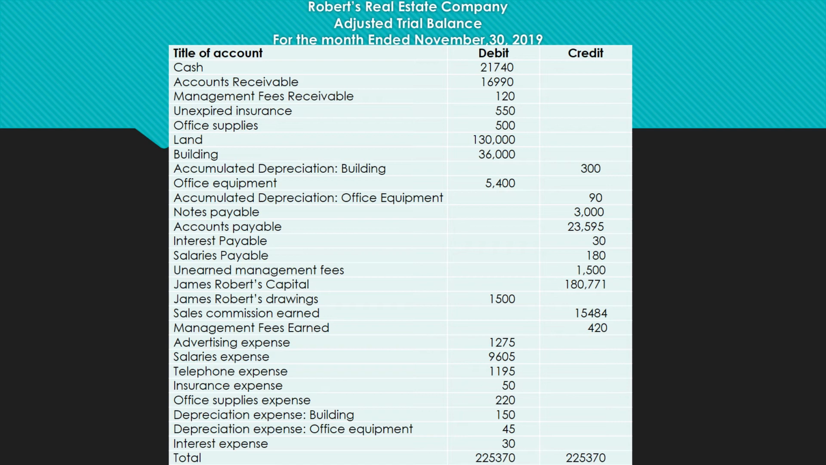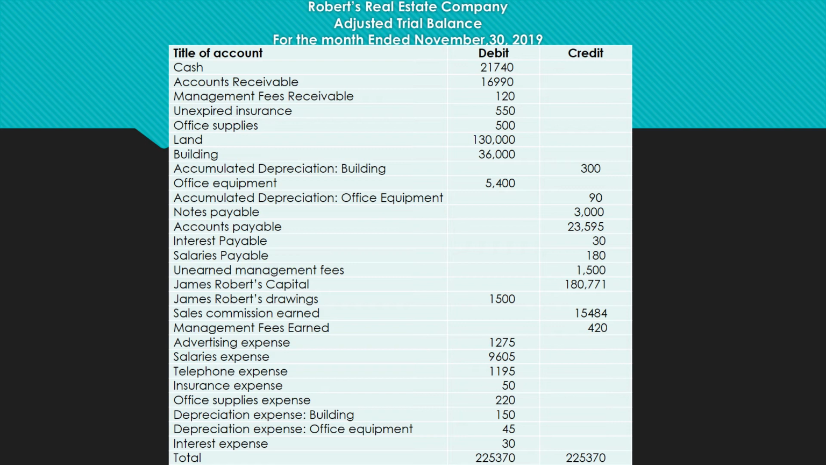Then liabilities. Notes payable remains the same because there were no adjustments related to notes payable. So 3000 notes payable. Then accounts payable also remains the same, 23,595, because there were no adjustments related to accounts payable.